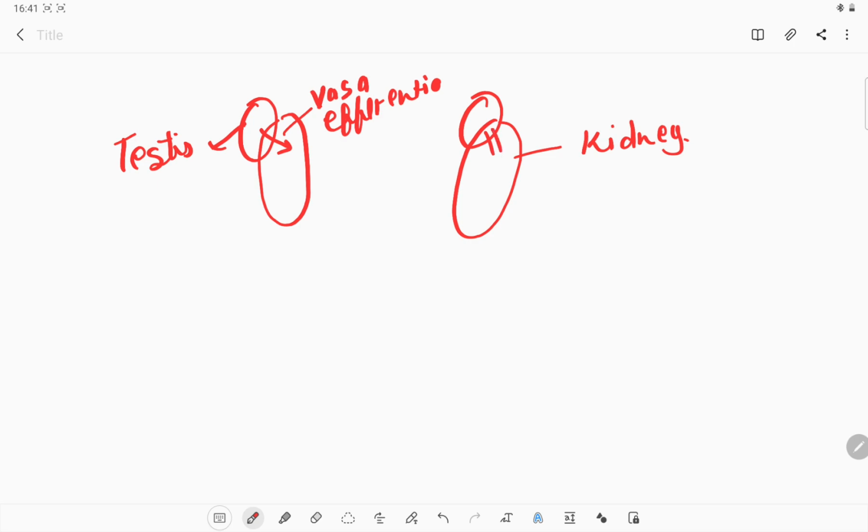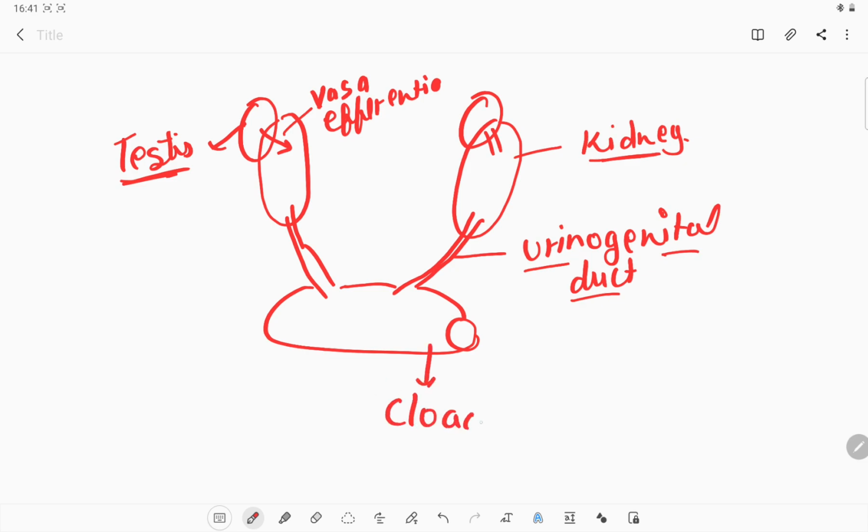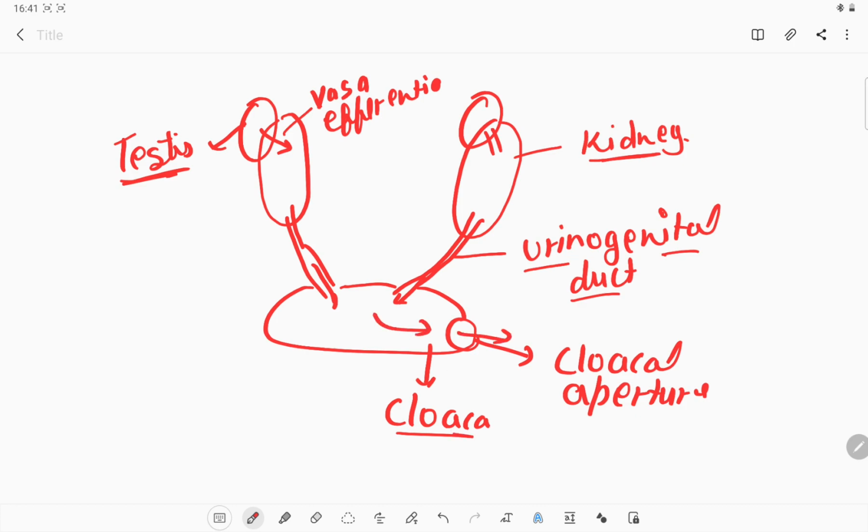From here also it goes to the kidney portion, and from that kidney there will be one duct which is known as the urinogenital duct. Okay, so from testes it will go into the kidney, and from kidney it will go to the urinogenital duct. From that urinogenital duct it all will collect in a sac-like structure which is known as the cloaca, and this is the cloacal aperture. So from here all these sperms will be collected in the cloaca, and from the cloacal aperture they will come out from the body. So this is what the whole structure should be.